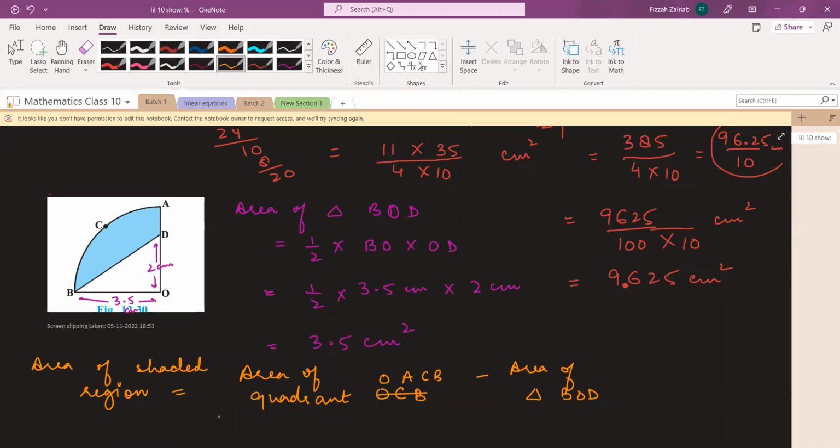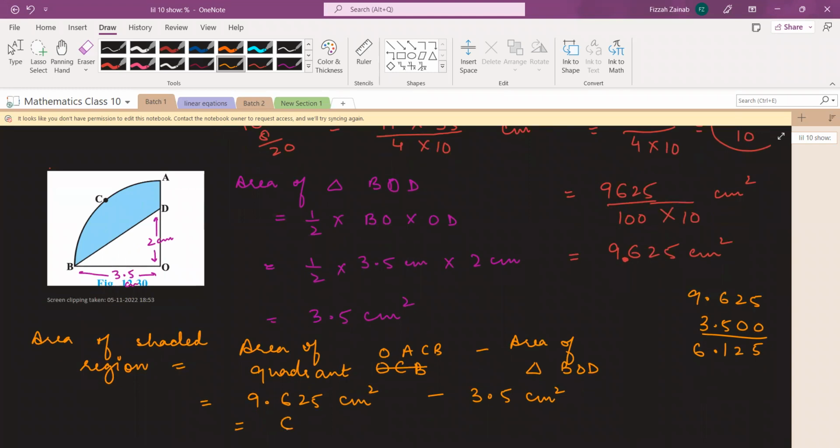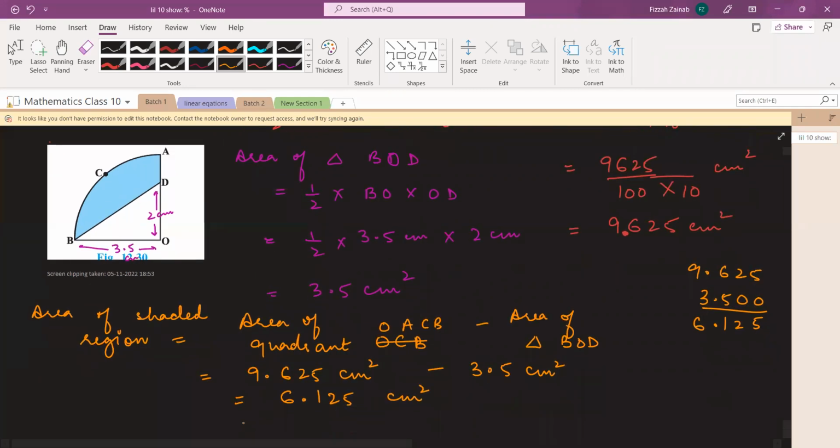So we have already found everything. So 9.625 centimeters square minus 3.5 centimeters square. You can do it separately. 9.625 and then 3.5. So you can put 20, so this is 5, 2 and 1. 9 minus 3 is 6. So 6.125 centimeters square, right? You can reduce it to 2 places of decimal also if you wish.